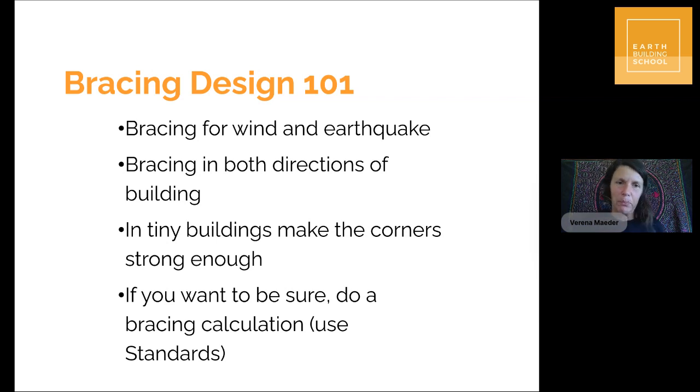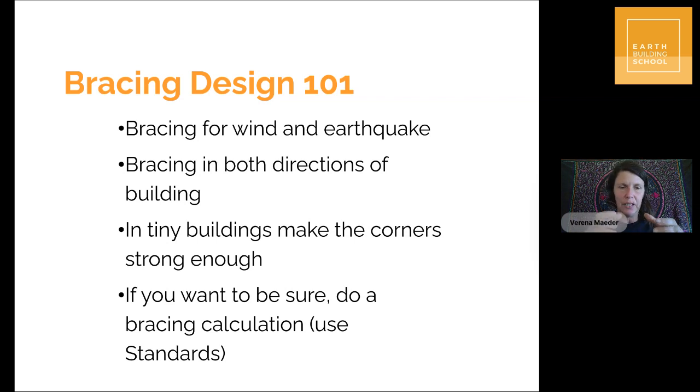And that brings us to the bracing. Bracing really means the structural integrity of your building. Bracing means that your building is stiff enough to withstand forces of nature. This could be earthquake in many locations. In all locations, it will be wind. A building has to not be able to be pushed over by these forces that nature puts on the building.